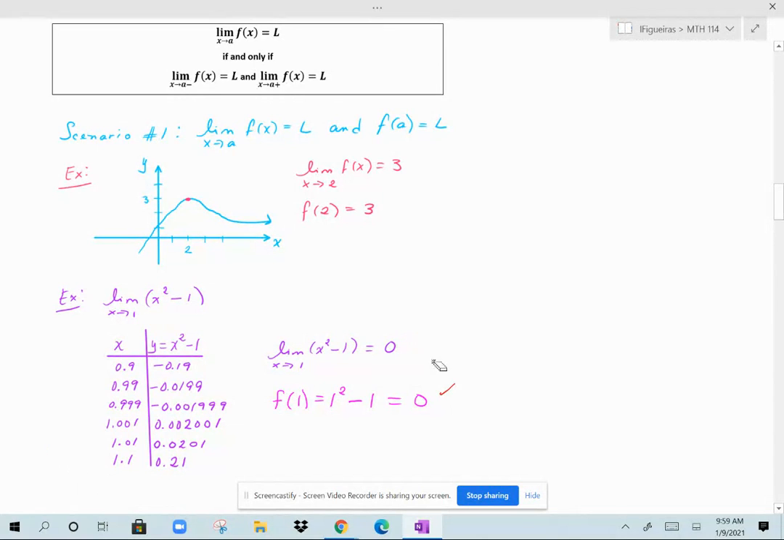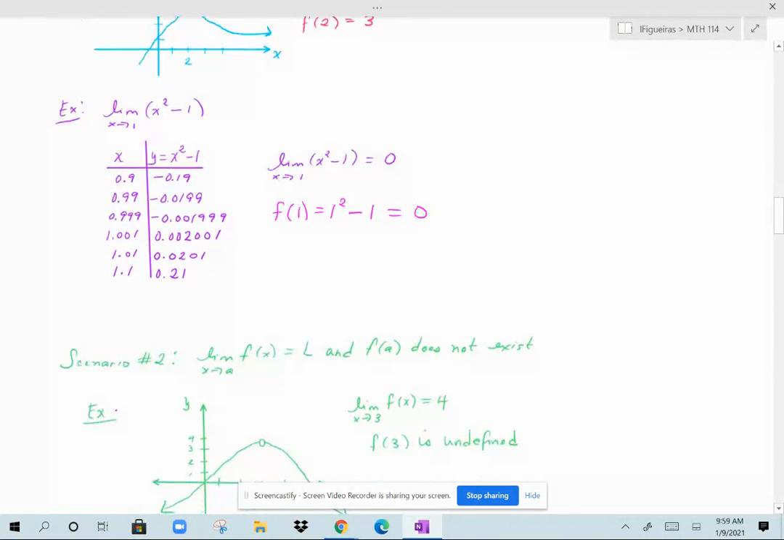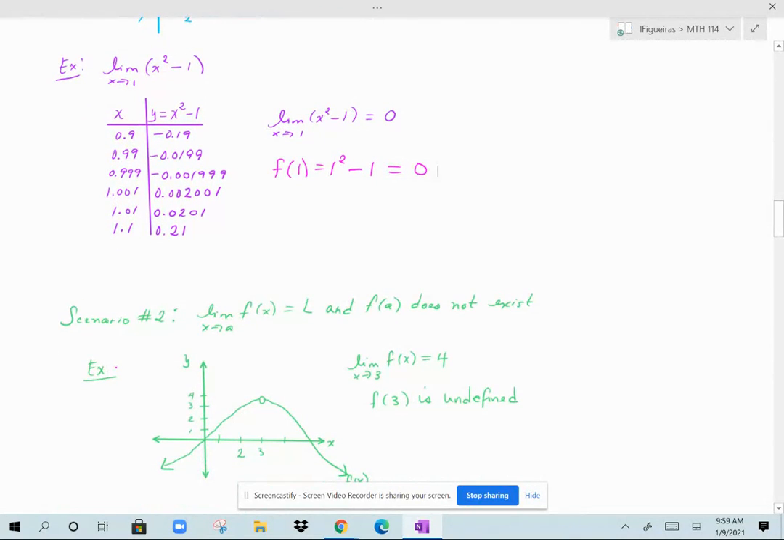Okay, so that's our first scenario. So now we move on to scenario number 2. That's the scenario where the limit as x approaches a of f of x equals L and f of a does not exist. And that just means that a is not in the domain of your function.